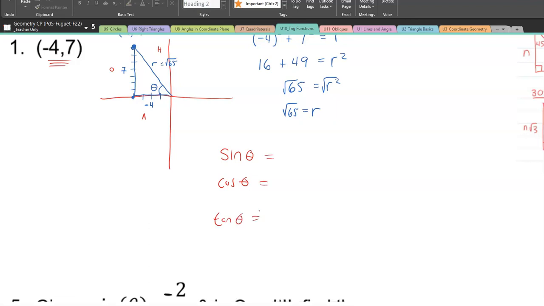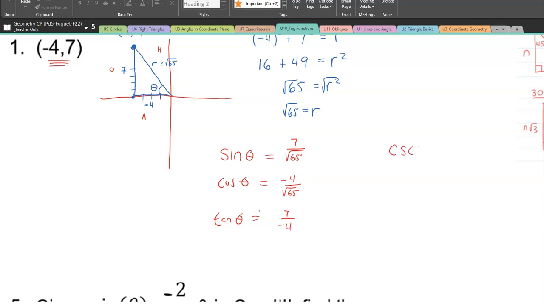Okay, so sine is opposite over hypotenuse, so this would be 7 over root 65. We'll come back and talk about simplification at the end. Cosine is -4 over the root 65. And lastly, tangent is going to be opposite over adjacent, so -7 over 4.